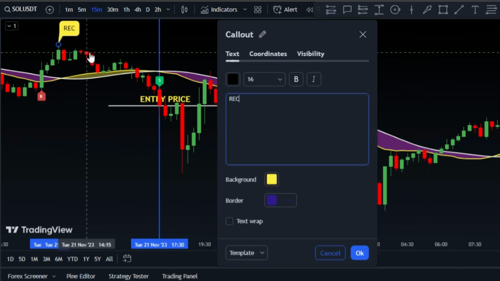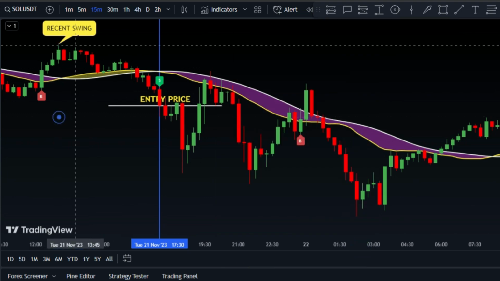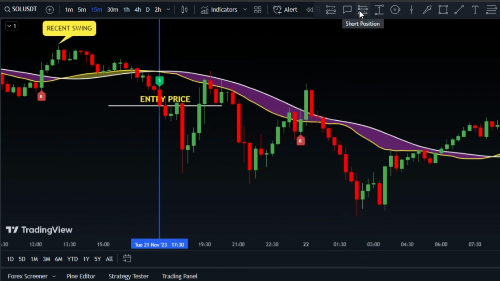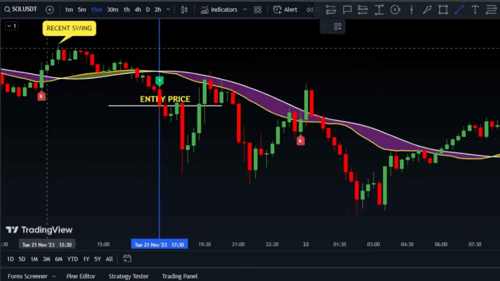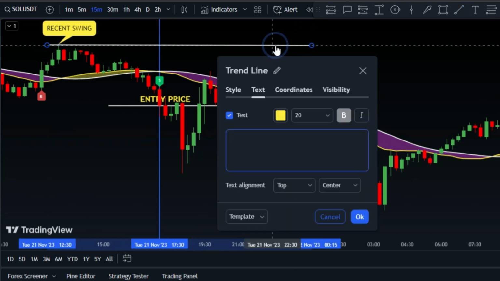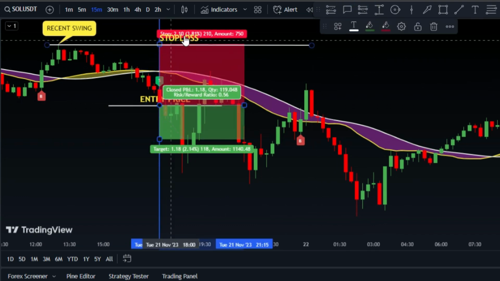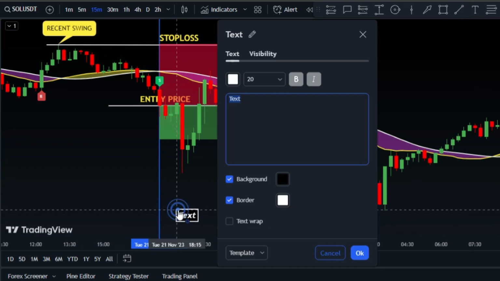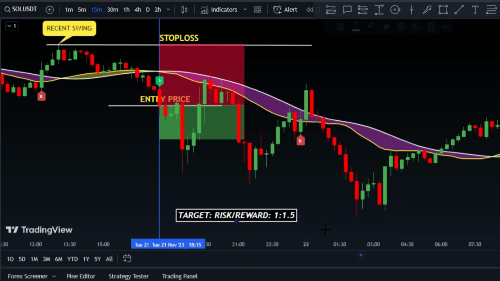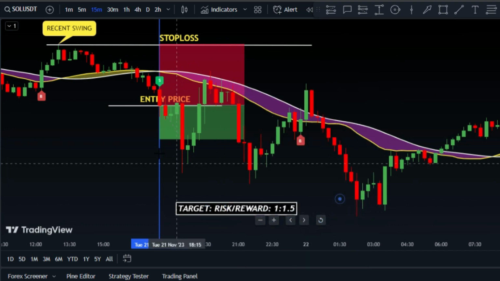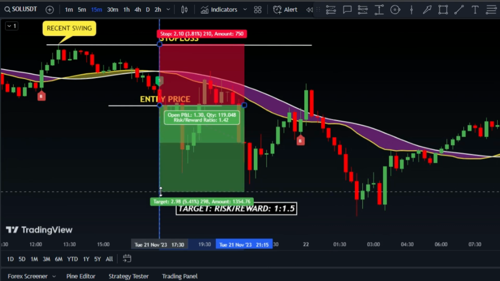And now that we're in the trade, it is crucial to set a stop loss. We'll use the most recent swing high for this. And for our initial target, a good rule of thumb is to aim for 1.5 times the amount of risk in the trade. This will help you manage your risk and potentially maximize your profits.